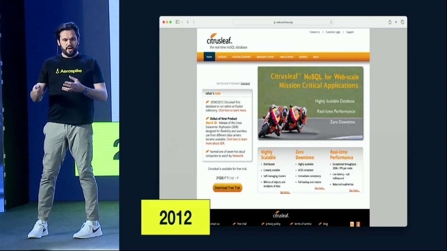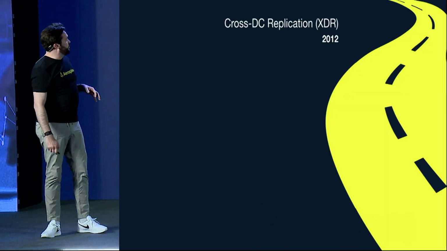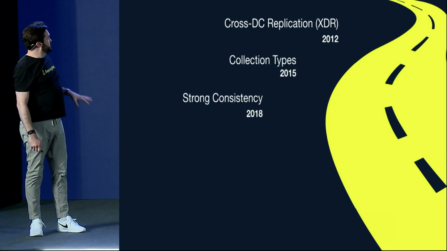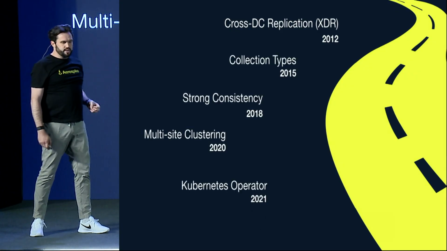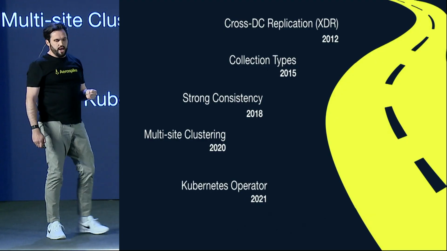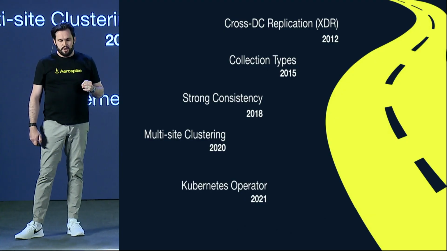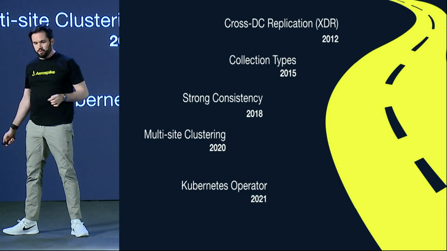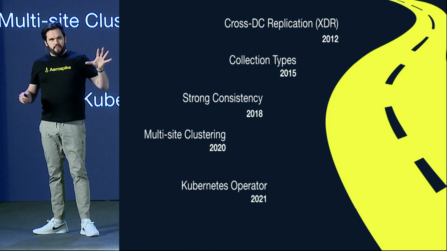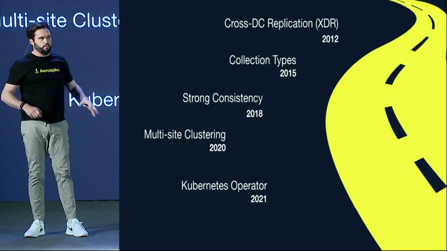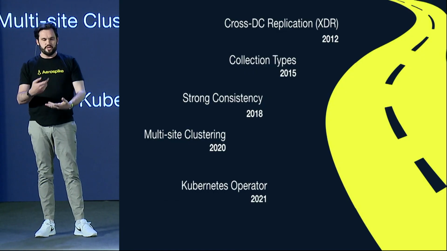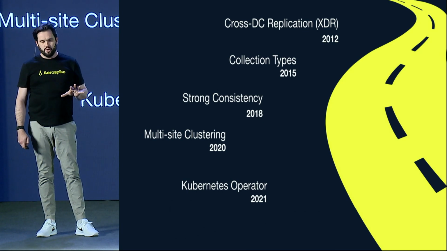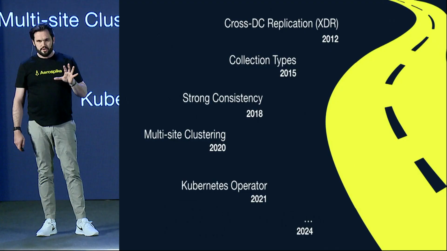And so we followed that with our roadmap. Through the years, you see that we released things like XDR, which we just talked about, collection types, strong consistency, of course multi-site clustering, which we also talked about, and our Kubernetes operator, which is actually our fastest growing product, and people are loving the Kubernetes operator. This theme of bringing features to market that allow us to address these more mission critical database workloads continues in 2024, with Aerospike 8.0.